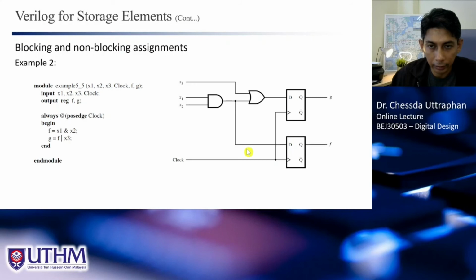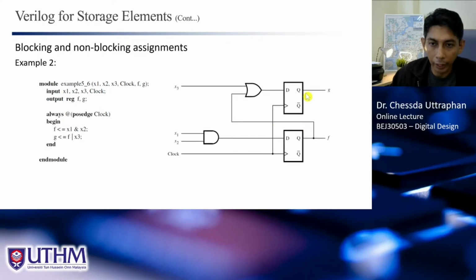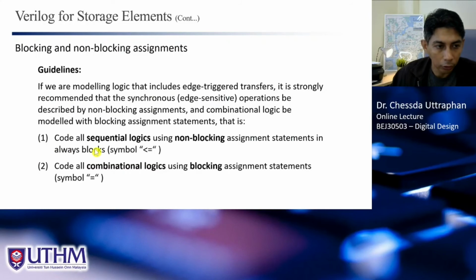It's different, yeah. This one you will have G and F almost at the same time, but this one you will have G one clock delay, one cycle delay. So it is different. So rule of thumb or guideline, when you want to design a sequential circuit, please use non-blocking assignment, means that use this symbol.